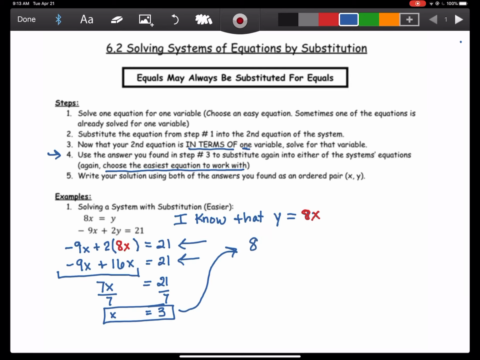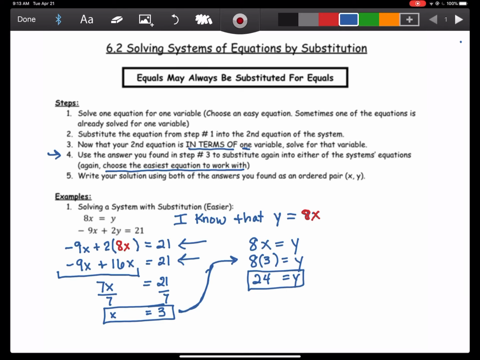So 8x equals y. I'm going to substitute what I know. 8 times parentheses equals y. And I'm going to substitute my 3 from my answer, right? Let's move this down here. And I'm going to get 24 equals y. Now I have my y value.